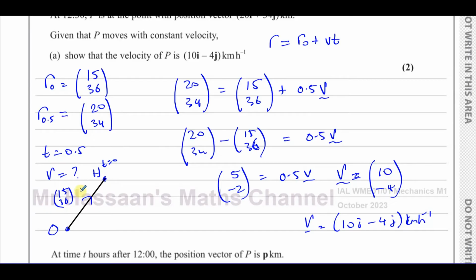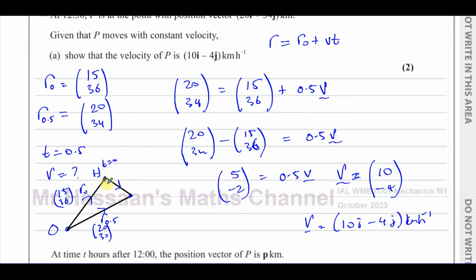Okay, that's, you could say, R0. And the ship was half an hour later at (20, 34). So (20, 34), somewhere like over here. All right, so the ship was at this point sometime later. Okay, this is its position after half an hour, which was (20, 34). So it moved like this in this direction in half an hour.